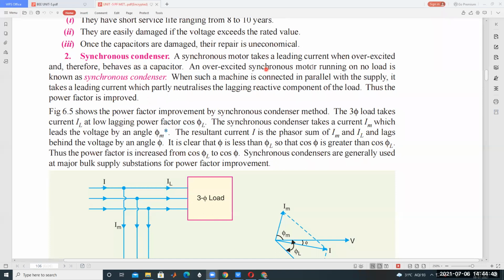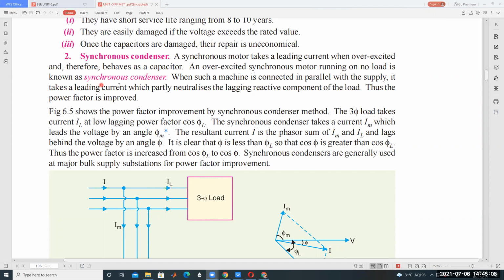An overexcited synchronous motor running on no load is called a synchronous condenser. Remember, a synchronous condenser means an overexcited synchronous machine, so the excitation is more than normal.